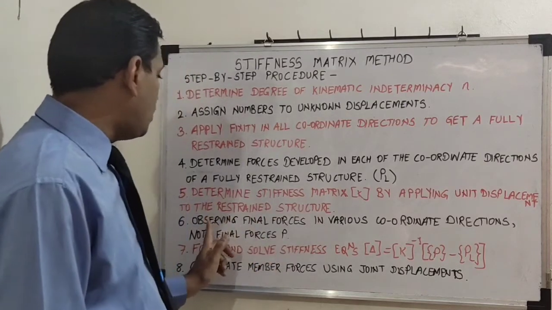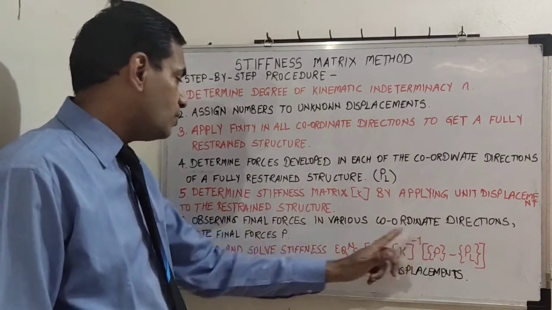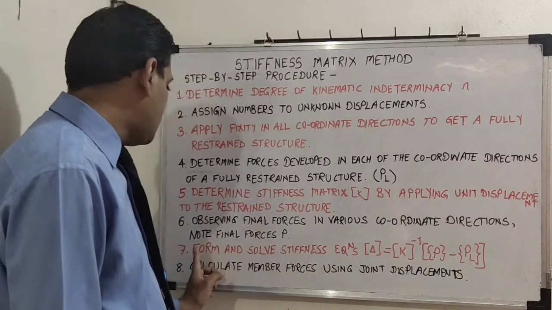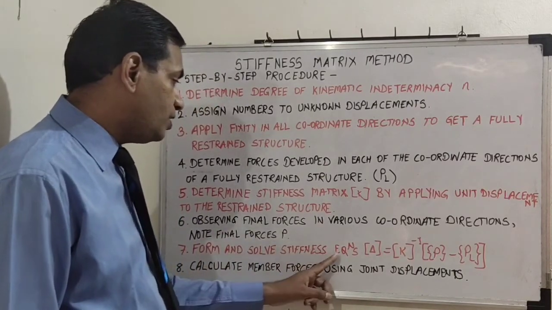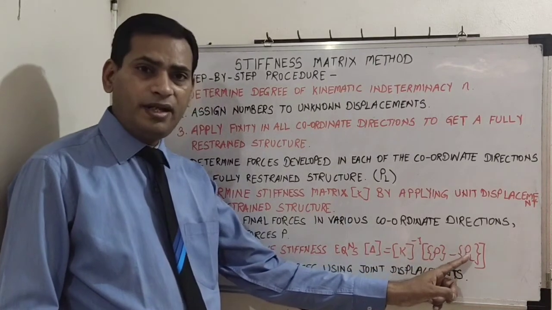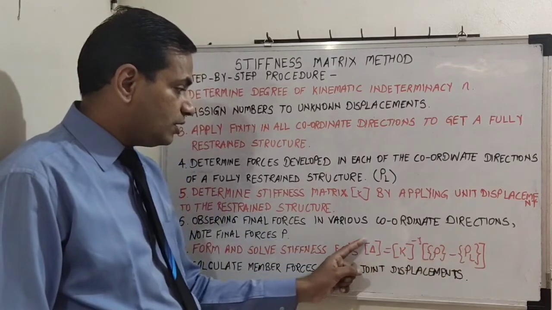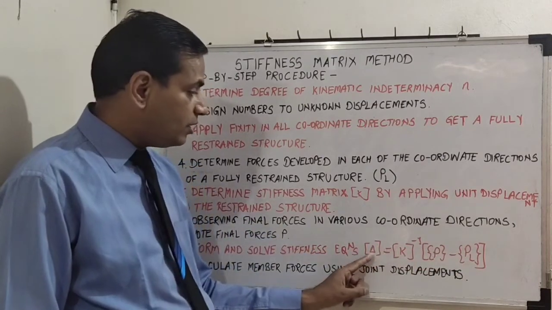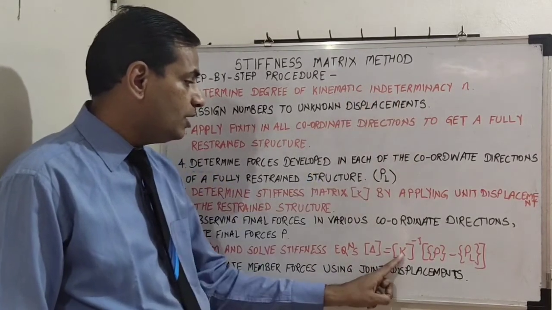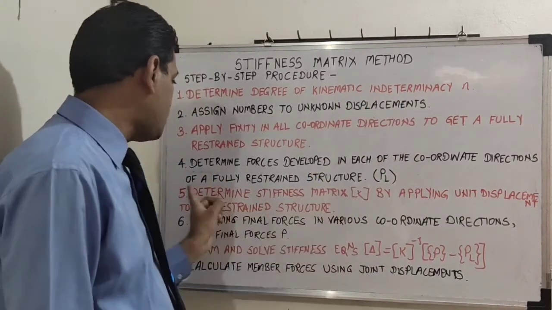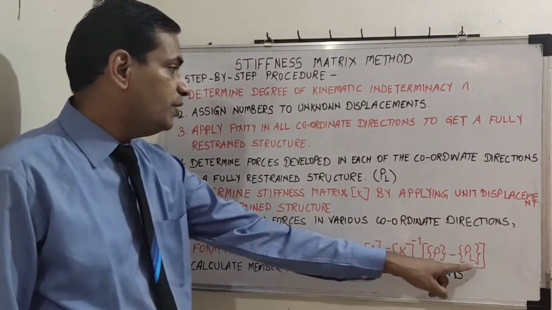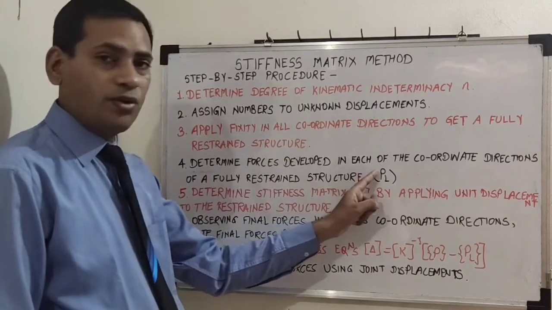We will get this while actually solving a problem. Then, observing the final forces in various coordinate directions, note the final forces P. Then form and solve the stiffness equations: delta equals K inverse into (P minus PL). This is our basic stiffness matrix equation, where delta is the unknowns, which is nothing but the kinematic indeterminacy. K will be formed from step number 5, P forces from step number 6, and PL will be found from step number 4.